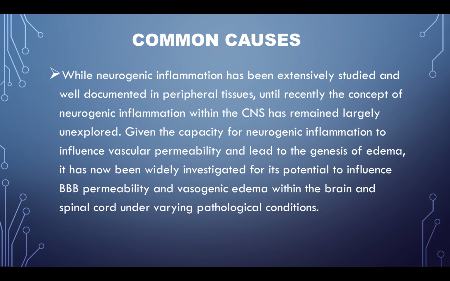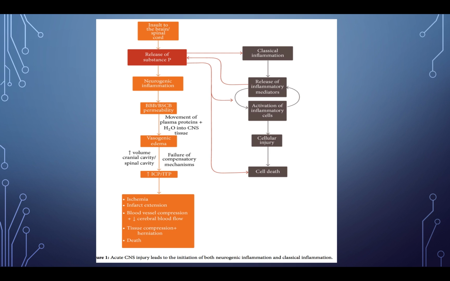While neurogenic inflammation has been extensively studied and well documented in peripheral tissues, until recently the concept of neurogenic inflammation within the CNS has remained largely unexplored. Given the capacity of neurogenic inflammation to influence vascular permeability and lead to the genesis of edema, it has now been widely investigated for its potential to influence the blood-brain barrier permeability and vasogenic edema within the brain and the spinal cord under varying pathological conditions. So now it's more of a central neurogenic inflammation or neuroinflammation.